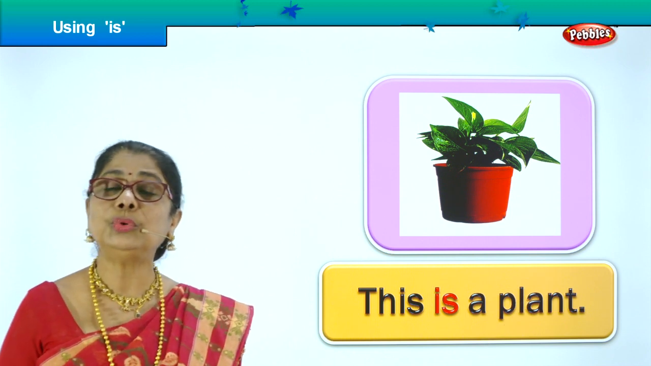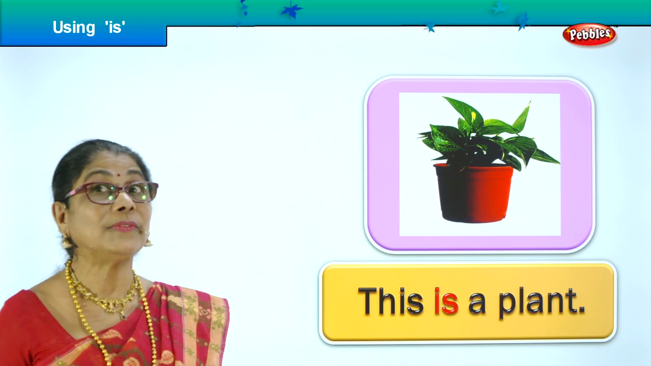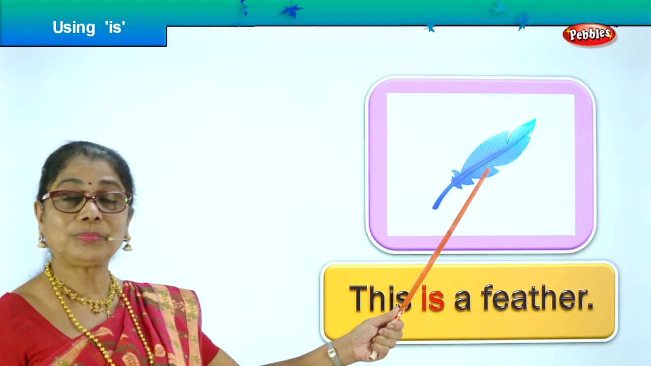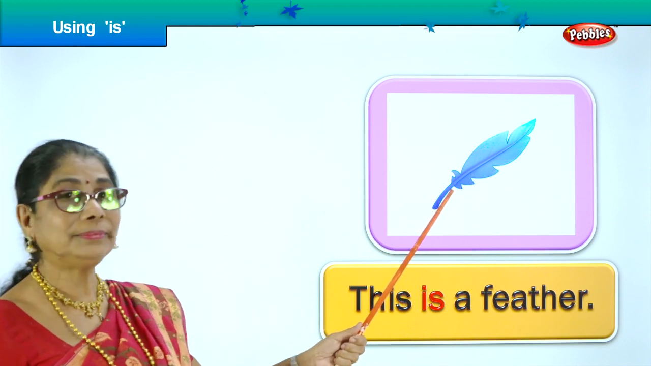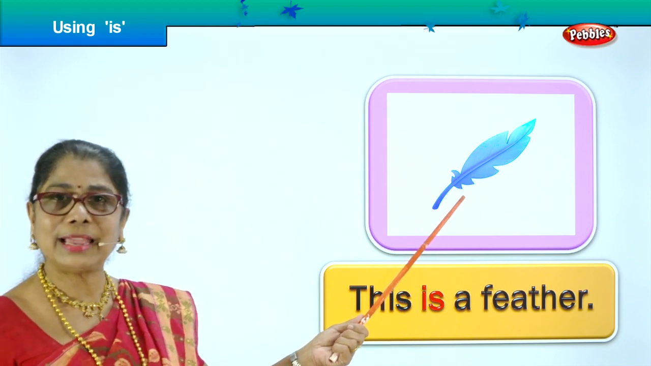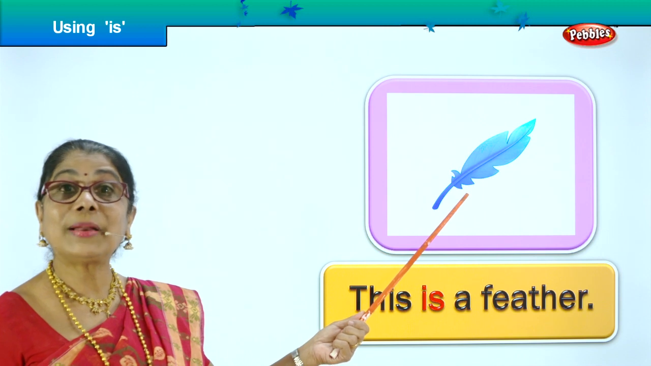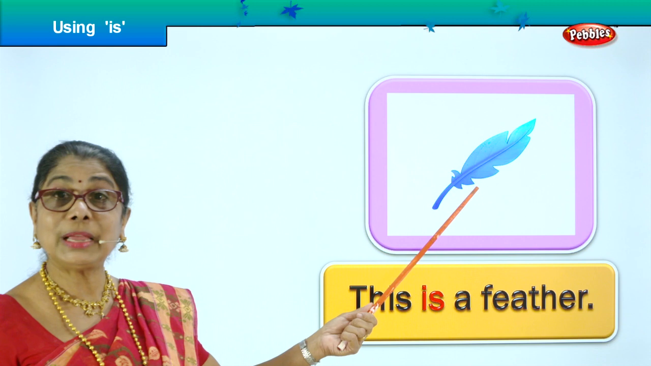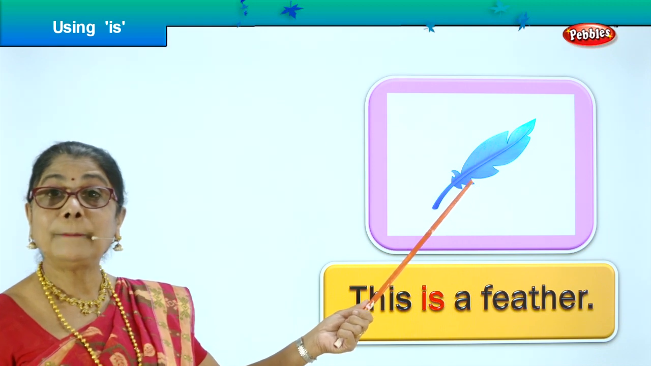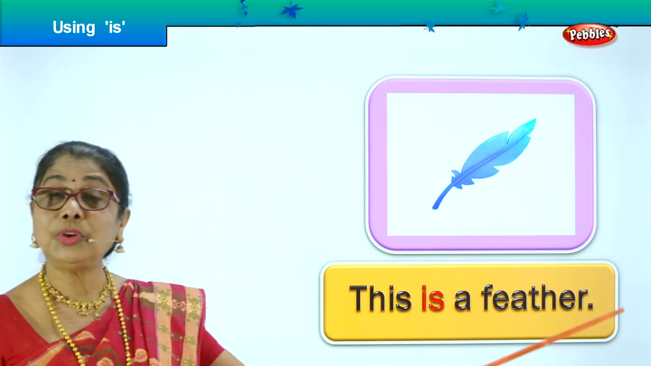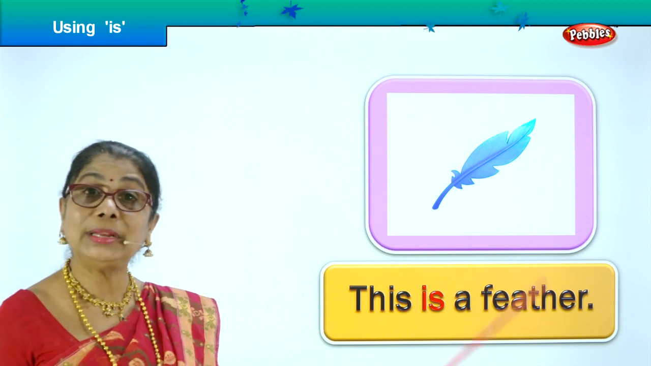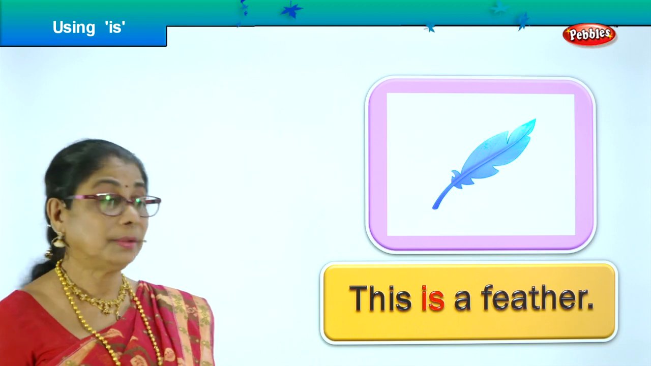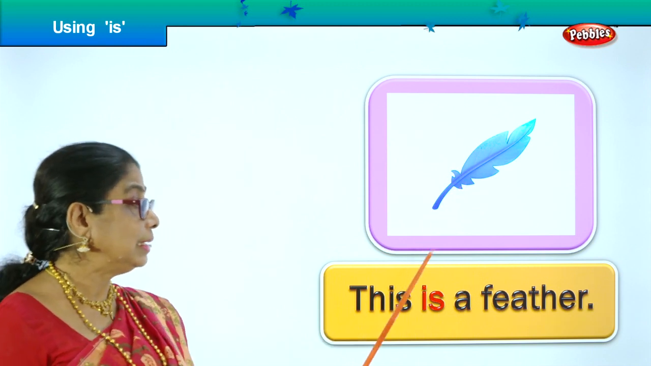Let's take a new sentence and see the use of is in that sentence. Look what we have. What is this? Where do you get this kind of thing from? From birds, yes. Who has this? Birds. Sometimes you might find a black one around your house from the crow. What is this? A feather that comes out. Birds have feathers.